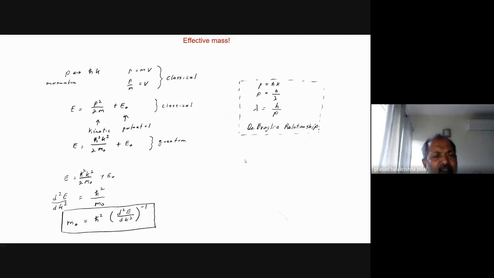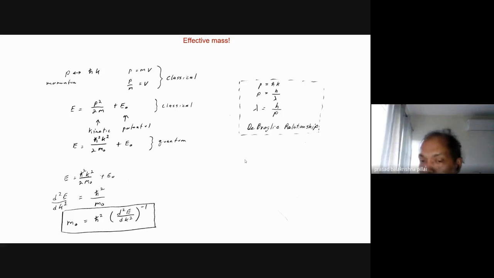And then when you differentiate it, you get the last one, that is m star. The slides will be available, so you can go through it a little later. But m star is h cut squared divided by the second derivative of E with respect to k. So now I want you to look back at the energy band structure. At each point, the effective mass is going to be different because it is decided by the curvature of the energy band, the E-k diagram. That is the most important thing.